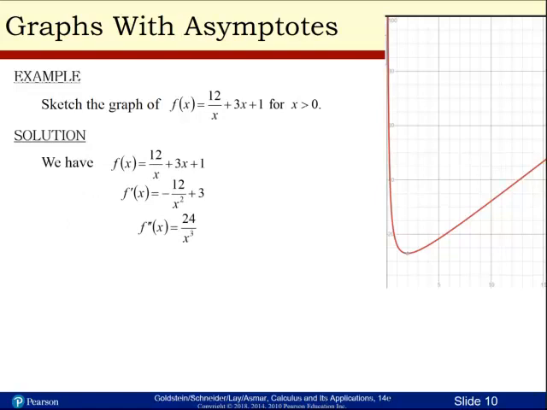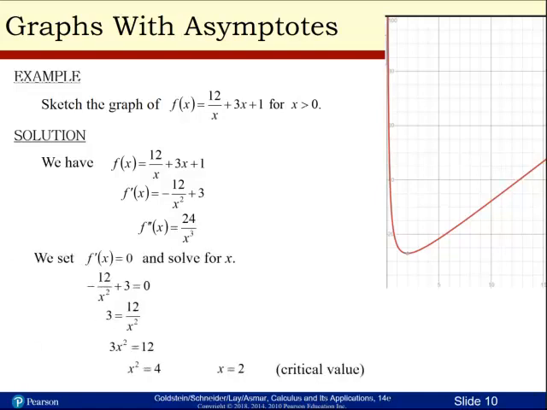I need to find the first and the second derivative. Taking those derivatives, f prime of x is negative 12 over x squared plus 3. F double prime is 24 over x cubed. I need to find the critical point, so I'll set the first derivative equal to 0 and solve for x. In doing so, I find that x equals positive or negative 2 going through this algebra. However, in my domain, I don't have x equals negative 2 because they restricted my domain to x greater than 0. So I would say that x equals 2 is our only critical value.